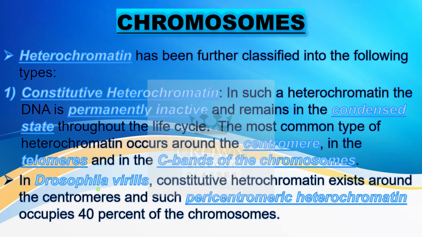In Drosophila virilis, a fruit fly, constitutive heterochromatin exists around the centromeres. So around the centromeres, the constitutive heterochromatin will be present, and such pericentromeric heterochromatin occupies a large amount of the chromosomes, about 40% of the chromosomes.